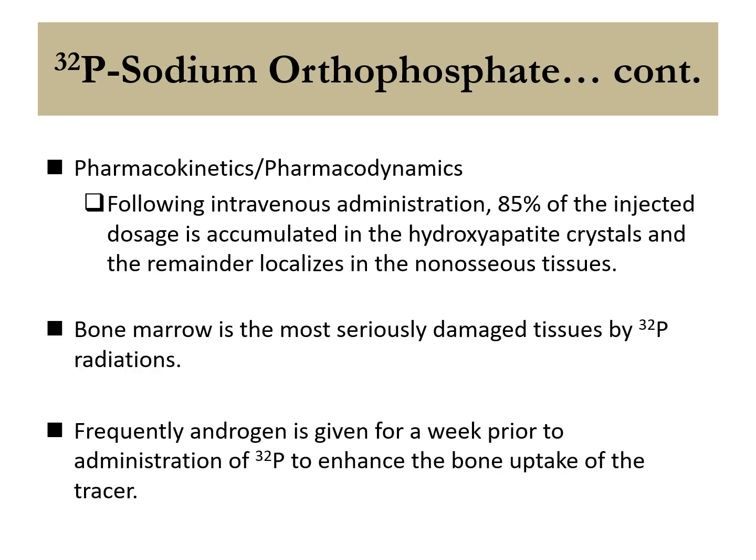Following IV administration, 85% of the injected dose is accumulated in the hydroxyapatite crystal, and the remainder is localized in the non-osseous tissues. Bone marrow is the most seriously damaged tissue by the phosphorus-32 radiation. Frequently, androgen is given for a week prior to administration of P-32 to enhance the bone uptake of the tracer.